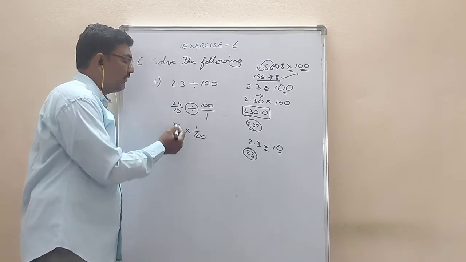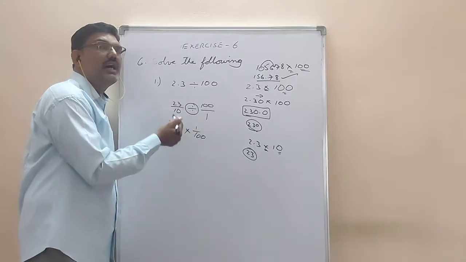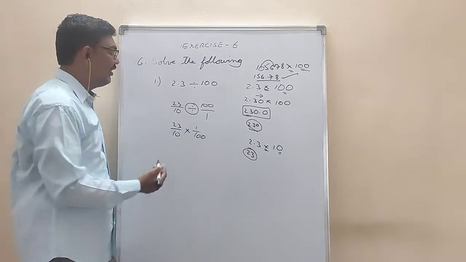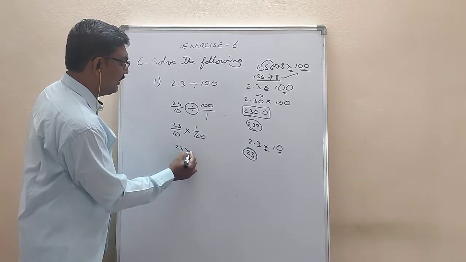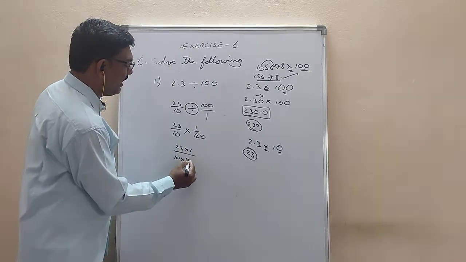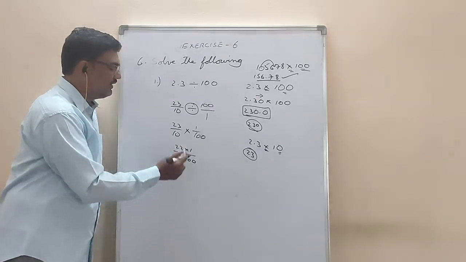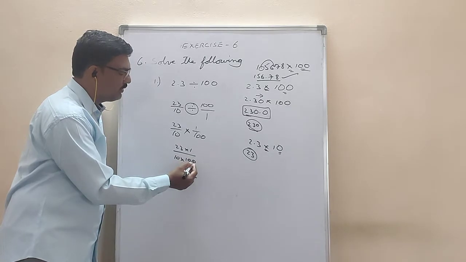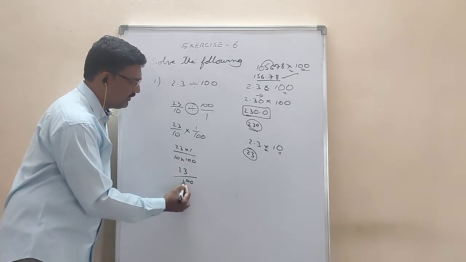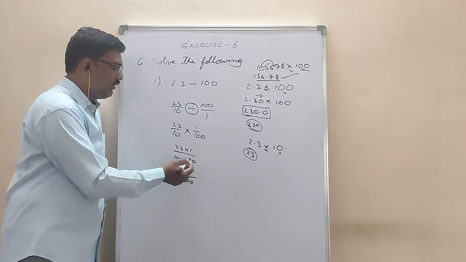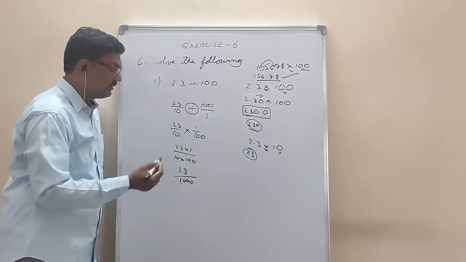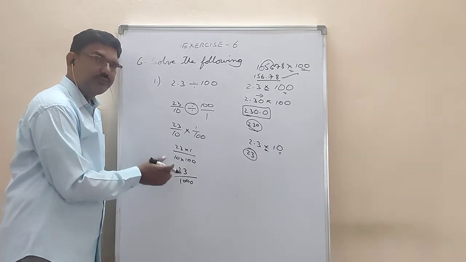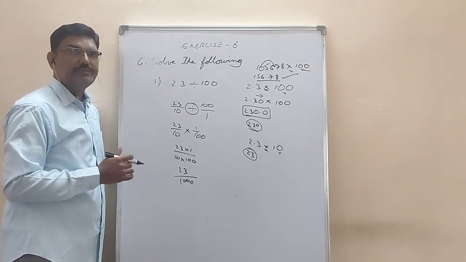Now what do you have to do? A fraction should be multiplied with another fraction: numerator into numerator, denominator into denominator. So 23 into 1, and 10 into 100. 23 ones are 23 only. 10 into 100 is very easy: count the zeros here, 1, 2, 3 zeros, so 3 zeros and 1. 10 into 100 is 1000. So we get 23 by 1000.